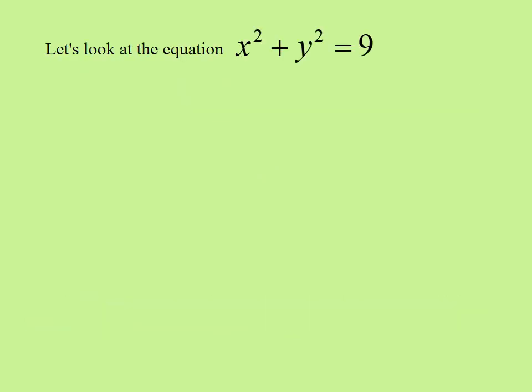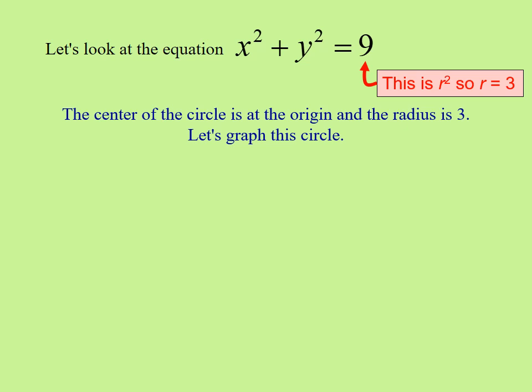For example, x squared plus y squared is equal to 9. So here, the center of the circle is at the origin, and the radius is equal to 3. Why 3? Okay, remember that if we get the square of 3, it is equal to 9. So, our r is equal to 3. So, the radius of the circle is equal to 3 units.